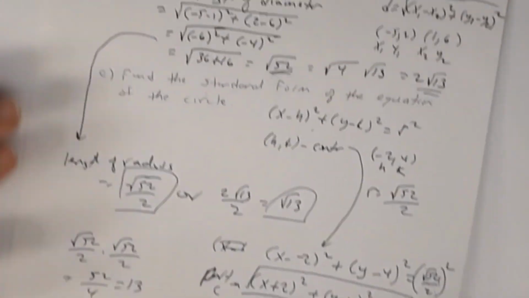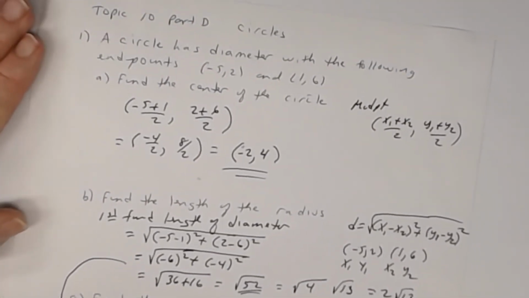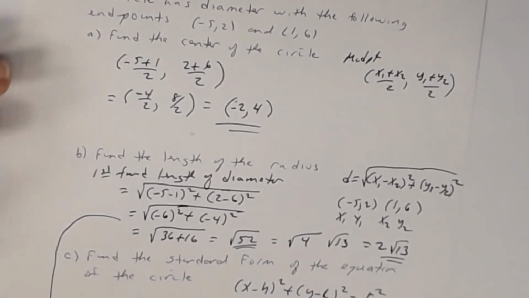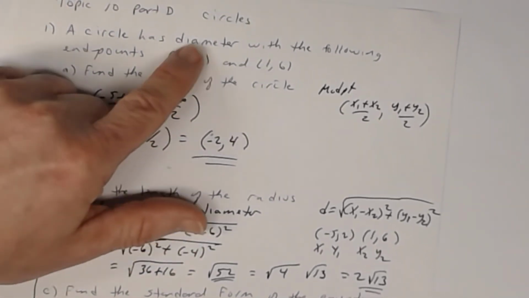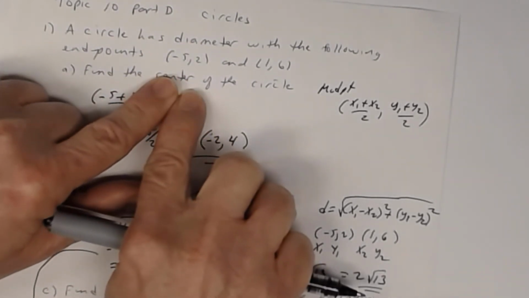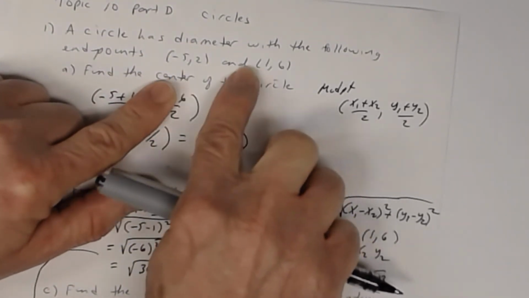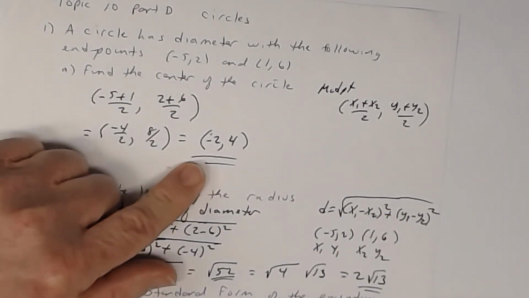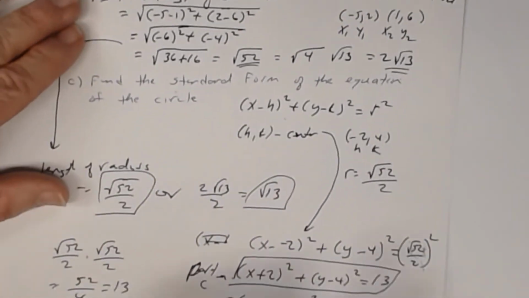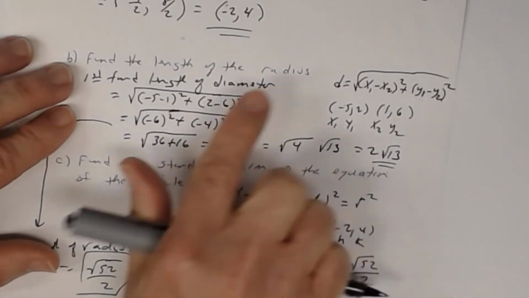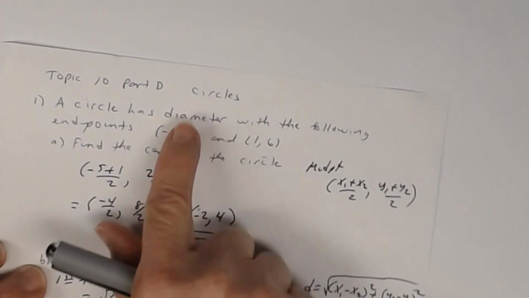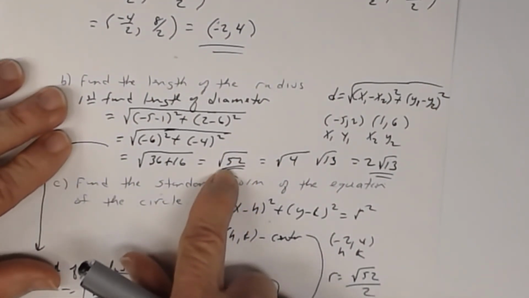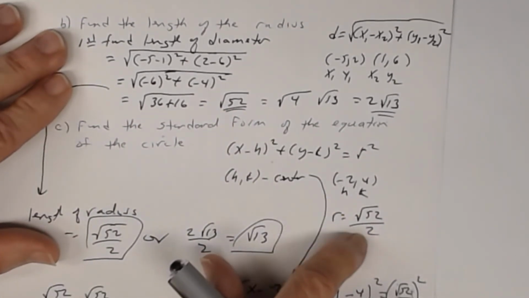All right, so there was quite a bit of stuff here for part D, but on that worksheet, that's what you're going to go through. So if you're given the diameter, the center of the circle is the midpoint of the diameter. Okay, find the midpoint. So there's your H, there's your K. Then the next thing you're going to do is find the length of the radius. So what you're going to do first is find the length of the diameter, which is this. Then you can divide by 2 to get your radius.